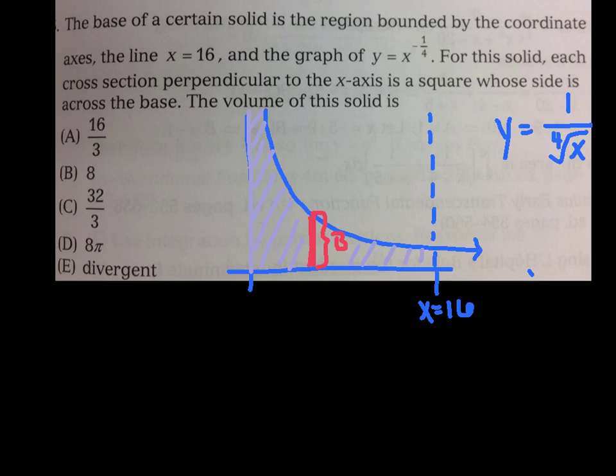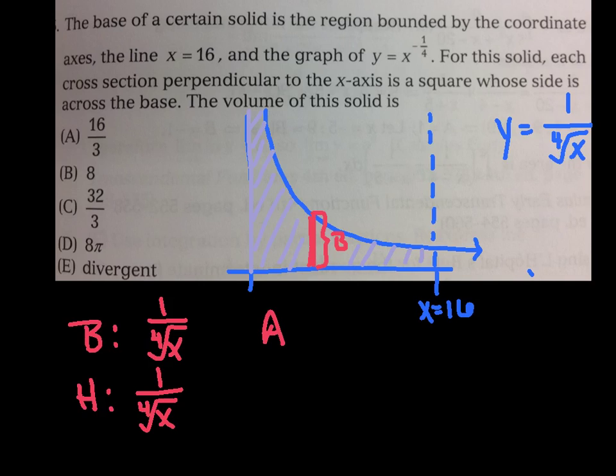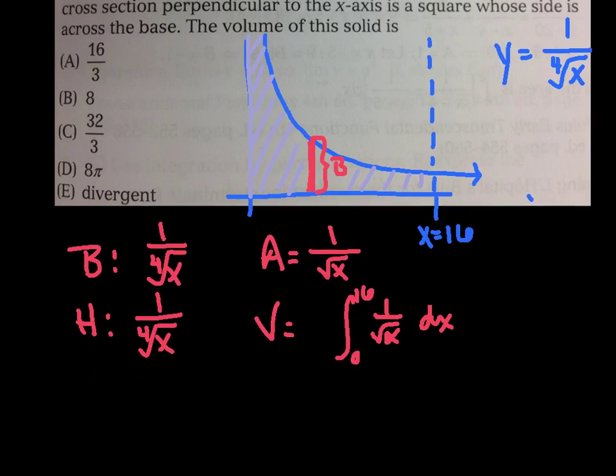And so here's how I'm going to set this up. First things first, I've got to do a little bit of slice analysis. My base is going to be 1 over the 4th root of x. My height of each slice is going to be the same because it's a square. The area of each slice is going to be base times height, which in this case would be 1 over radical x. And then the volume is going to be the integral of 1 over radical x dx, and the bounds are going to go from 0 to 16. Alright, now because we have a discontinuity on the left edge, we're going to rewrite this in terms of a limit.